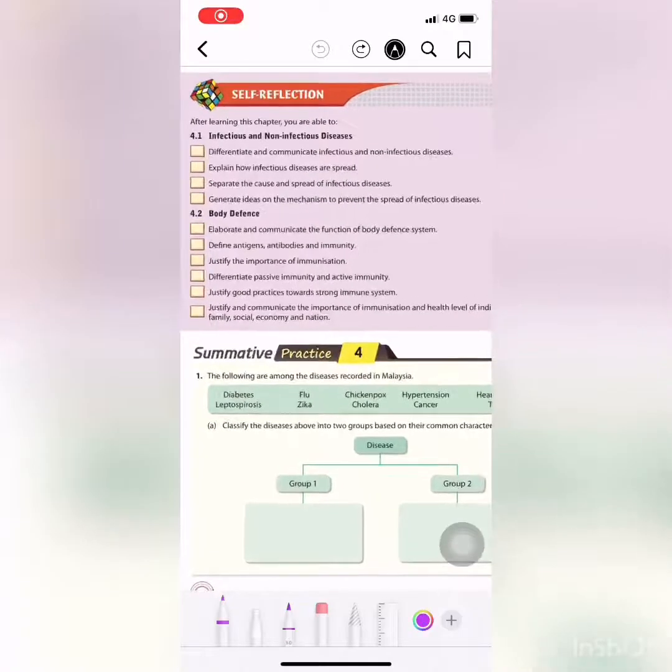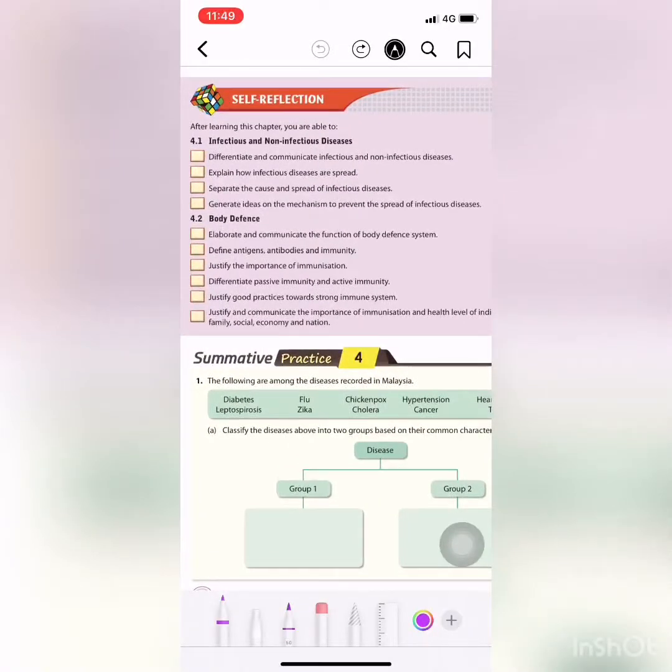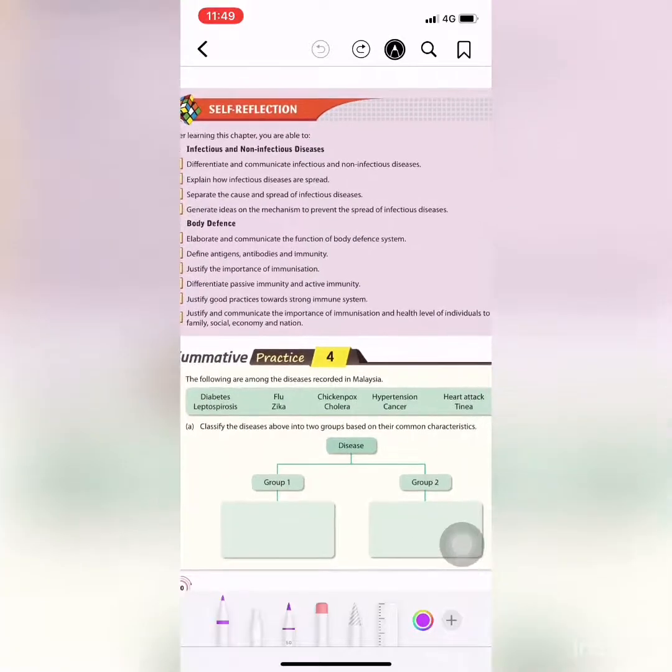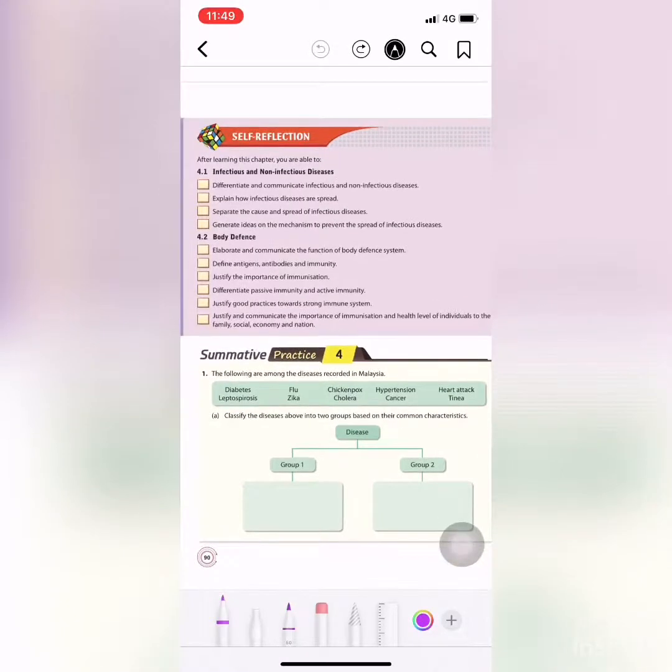Alright, good morning class. I would like to discuss summative practice 4. Okay, for question number 1, I think it's easy. Group 1 and group 2, you have to classify the disease, so it doesn't matter whether you want to start with infectious or non-infectious as long as they are in the same group.